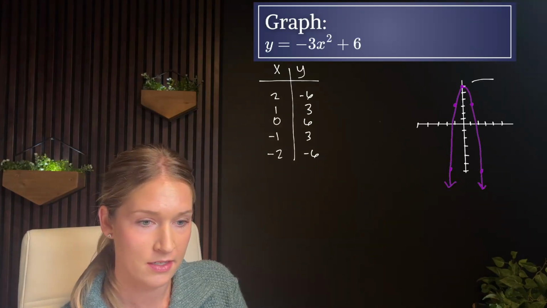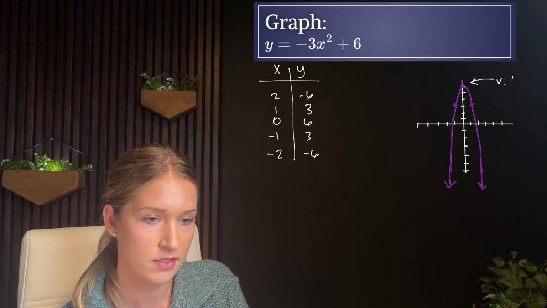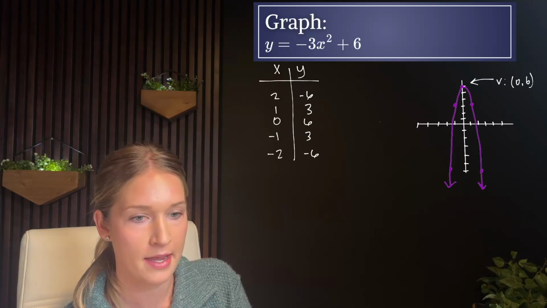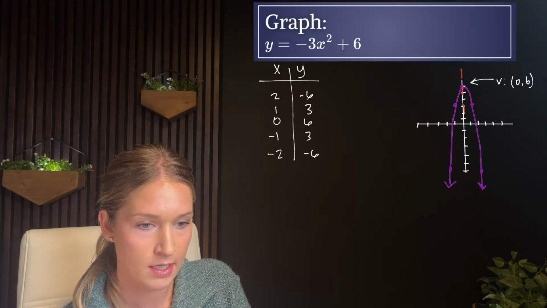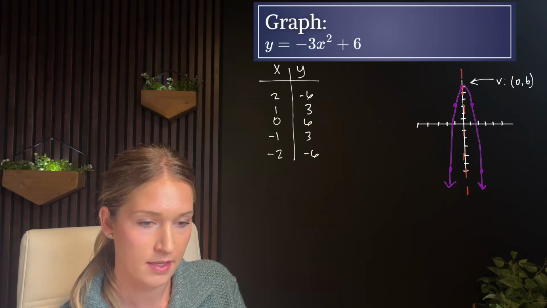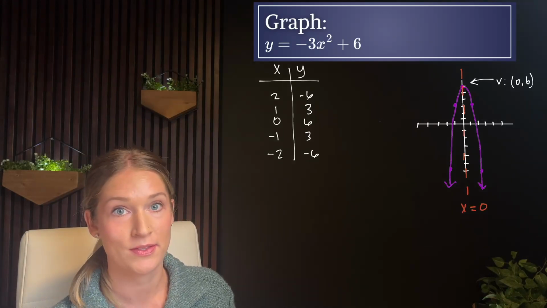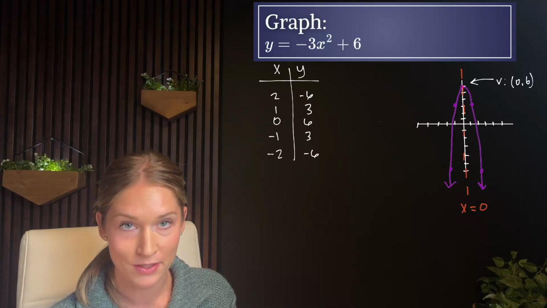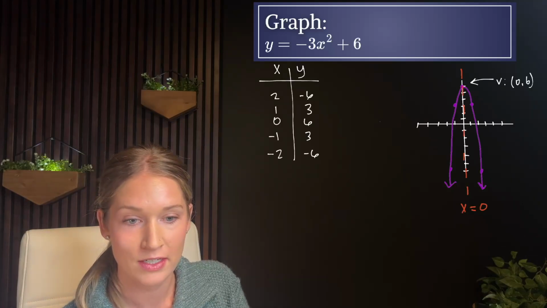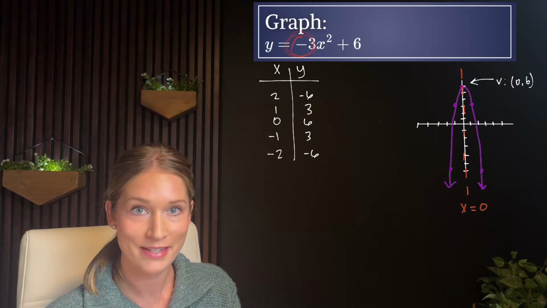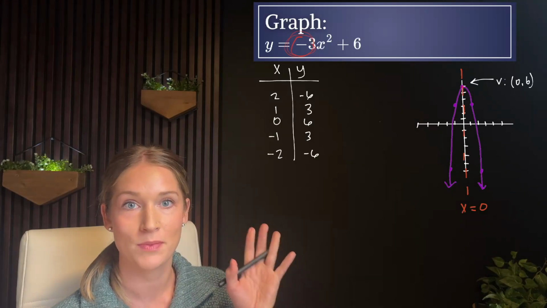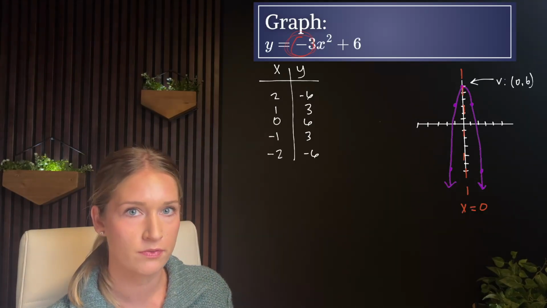My vertex here is at the top, and that is the point 0, 6, and my axis of symmetry goes right down the middle of my graph. That's the equation x equals 0. Couple things to notice about this graph. First off, it faces down. Well, it faces down because our leading coefficient, that 3, is negative. So negative is going to flip your graph vertically. We call that a vertical reflection.